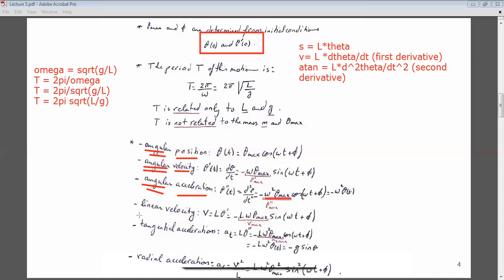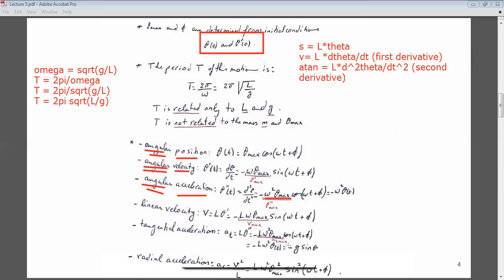Okay. And now if I want the linear velocity, remember the linear velocity is L theta prime. So whatever I have here for theta prime, minus omega theta maximum sine omega t plus phi, I multiply by L. So I get minus L omega theta maximum sine omega t plus phi. And this here is the maximum.